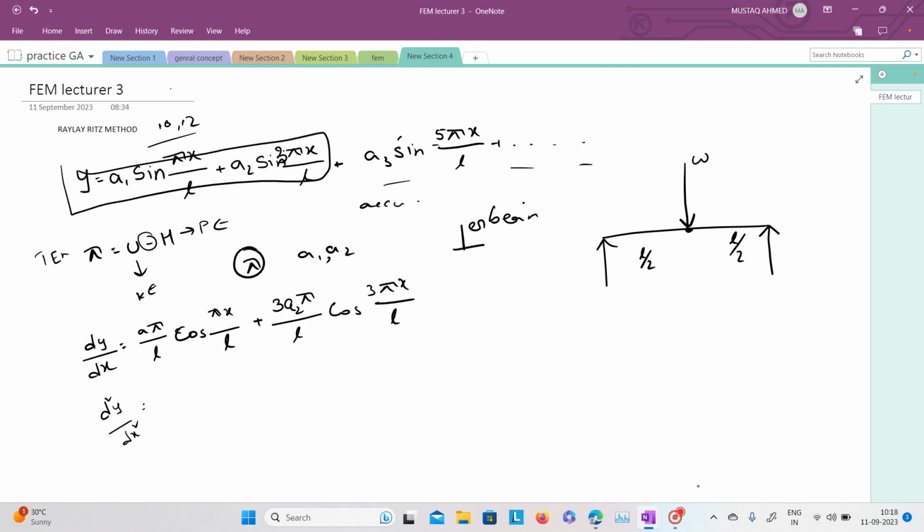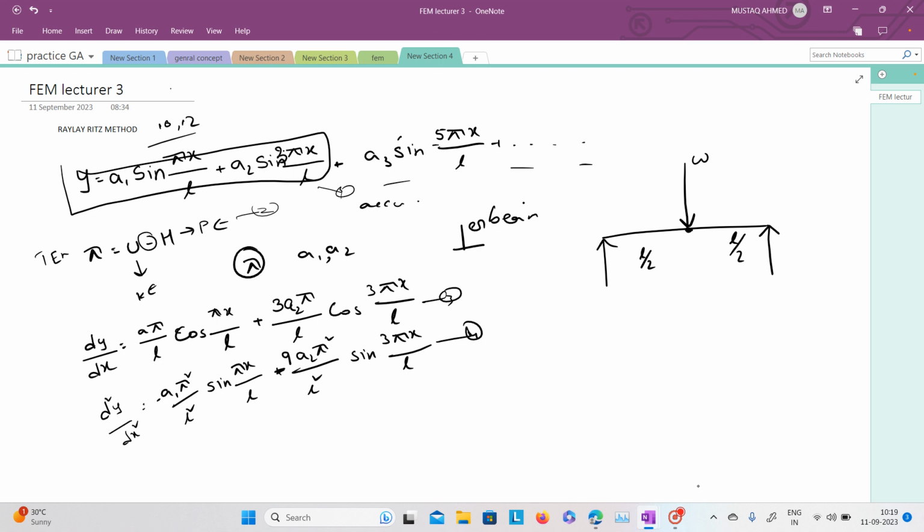Again the same process: d square y by dx square equals minus a1 pi square by L square sin pi x by L minus 3 times 3, which is 9, a2 pi square by L square sin 3 pi x by L. We will make this equation 1, this equation 2, this equation 3, and this equation 4.